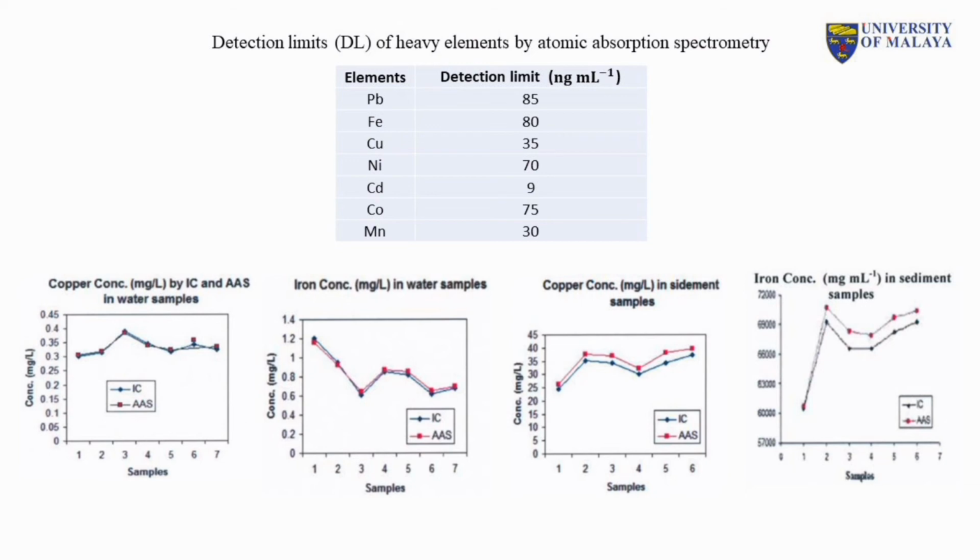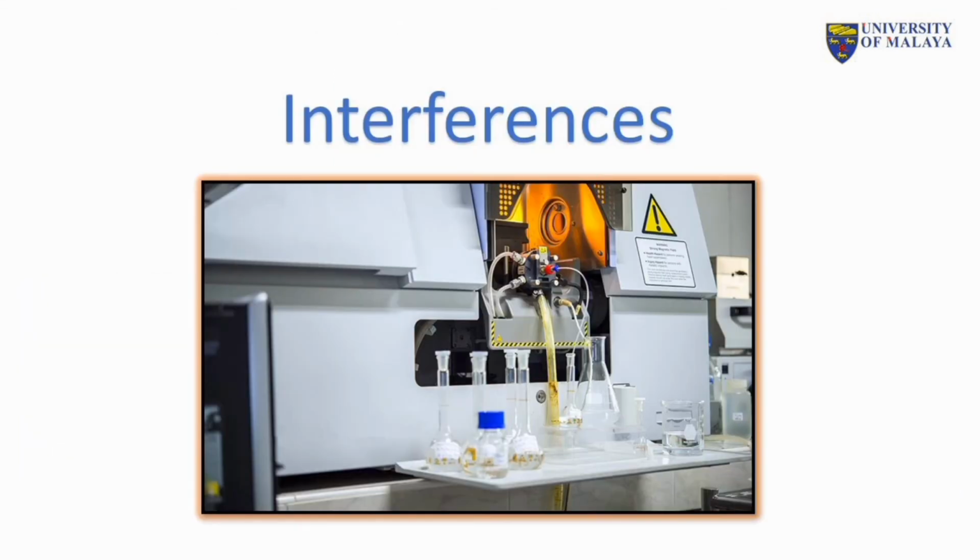well as AAS. Moving on to the interference part, interference is generally any effect that alters the signal while the analyte concentration is kept at a constant level. So in this study particularly, the usage of AAS can be considered as an advantage due to its limited interference, especially for this trace heavy metal analysis, and that is the reason why in most of the environmental analysis, AAS has been chosen as the analytical instrument.